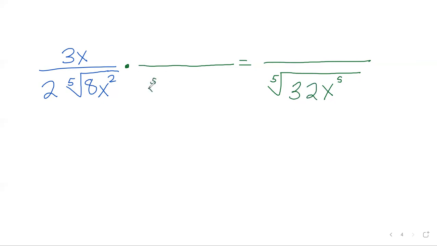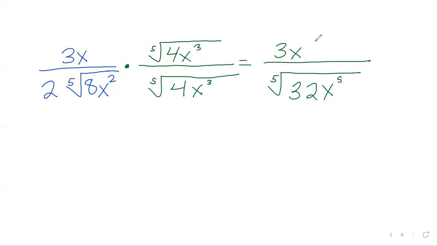So what do we need to multiply by inside the radical? Well, to go from 8 to 32, we need to multiply by 4. And to go from x squared to x to the 5th, we need to multiply by x cubed, all this inside the radical. And so that's what we would multiply by, numerator and denominator. So ultimately, we would get 3x 5th root of 4x cubed. And so our final answer, this would be the numerator.